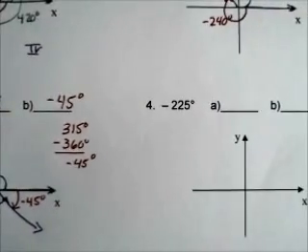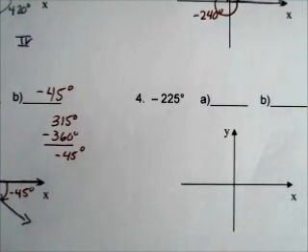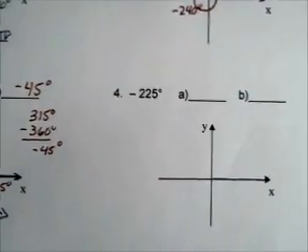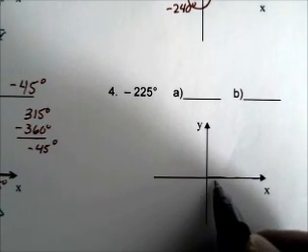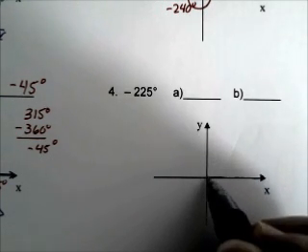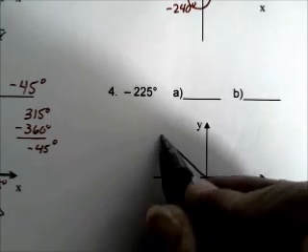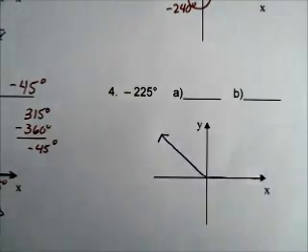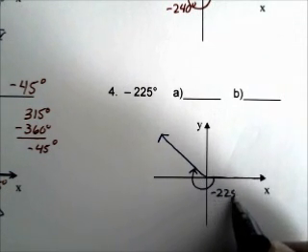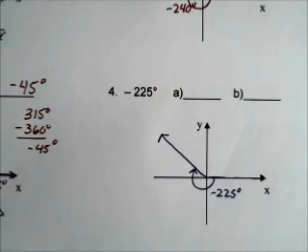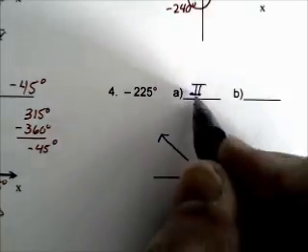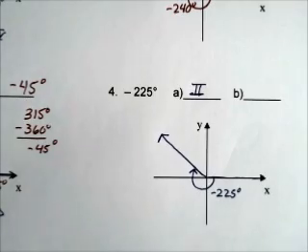Number 4, negative 225. Initial side, positive portion of the x-axis. Negative 225, that's going to be clockwise 180 and then 45 more. So it should bisect our second quadrant. Negative 225-degree angle. Let me write the quadrant down. That's quadrant 2. Terminal side lies in quadrant 2.